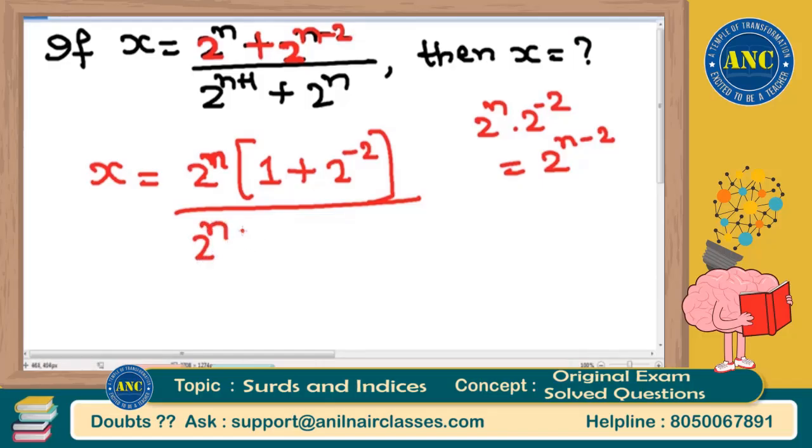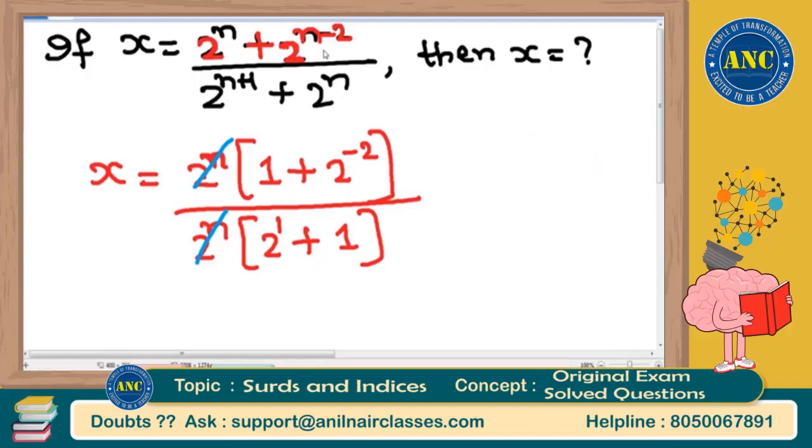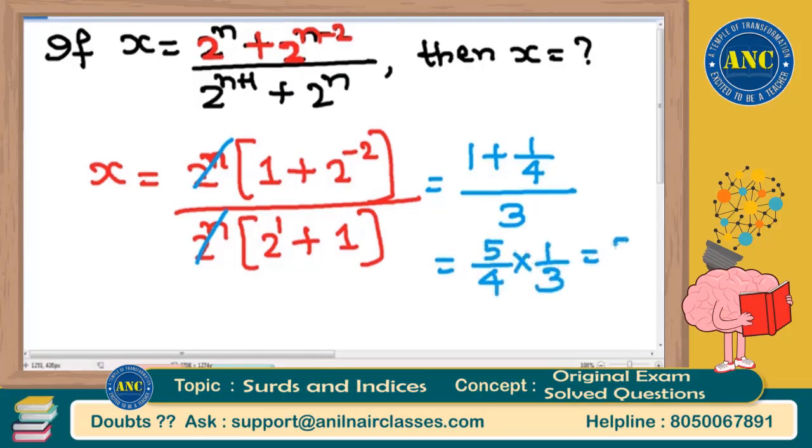Similarly in the denominator, if I take 2 power n common, 2 power 1 is left out, and another 1 is left out. If I simplify further, this 2 power n will cancel with 2 power n. Now what are the leftover terms? The numerator is 1 plus 2 power minus 2, which is 1 plus 1 by 2 square, which is 1 by 4, so 5 by 4. The denominator is 2 power 1 plus 1, which is 2 plus 1, which is 3. Simplifying further, it is 5 by 4 into 1 by 3. Your final answer should be 5 by 12.